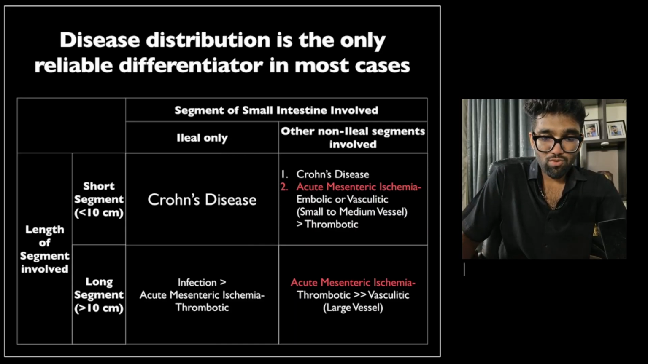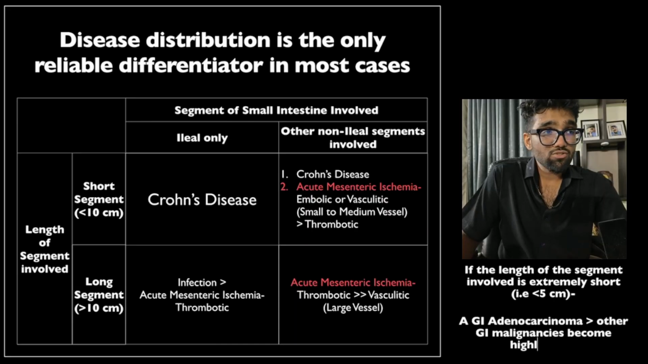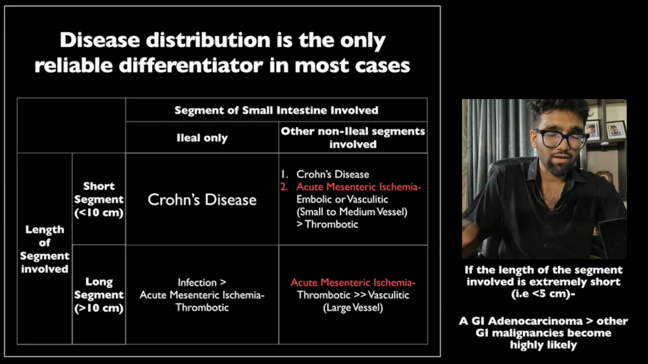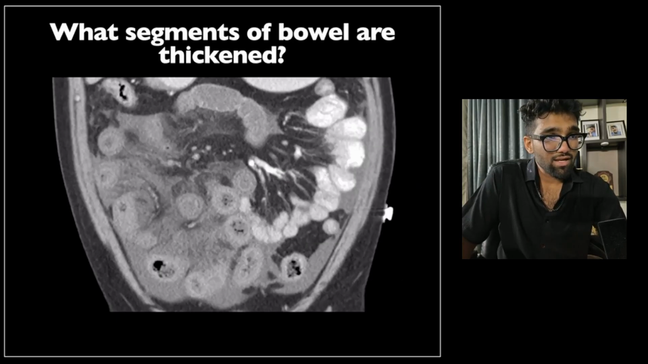Okay. So after this, if the length of the segment involved is extremely short, that is, less than 5 centimeters, then we need to consider a neoplastic etiology. So that would be GI adenocarcinoma more than other GI malignancies, just purely based on the epidemiology of presentation. However, lymphomas are also possible. Lymphomas, as we'll discuss later, are much more bulky and infiltrative and cause a lot of mesenteric lymphadenopathy, very bulky mesenteric lymphadenopathy. Again, the radiologist would pick it up quite early, before it comes to your attention.